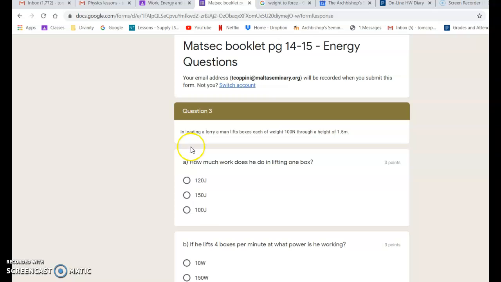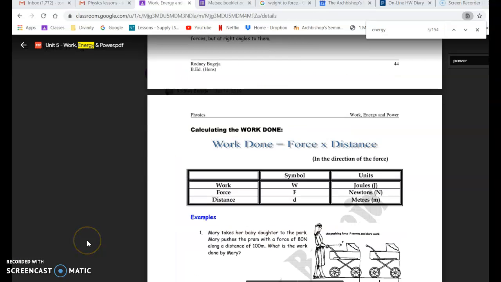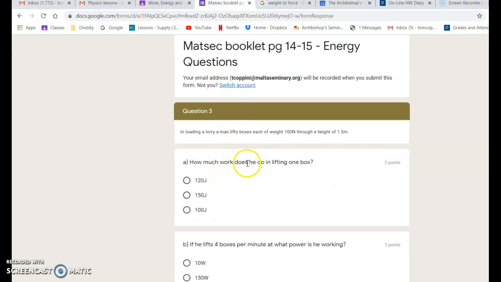So in loading a lorry, a man lifts boxes each of weight 100 newtons to a height of 1.5 meters. How much work does he do in lifting the box? We know that work done is equal to force times distance. So how much work does he do? You have the force and you have the distance, so you can work it out. Work done equals force times distance, and you choose one of these.